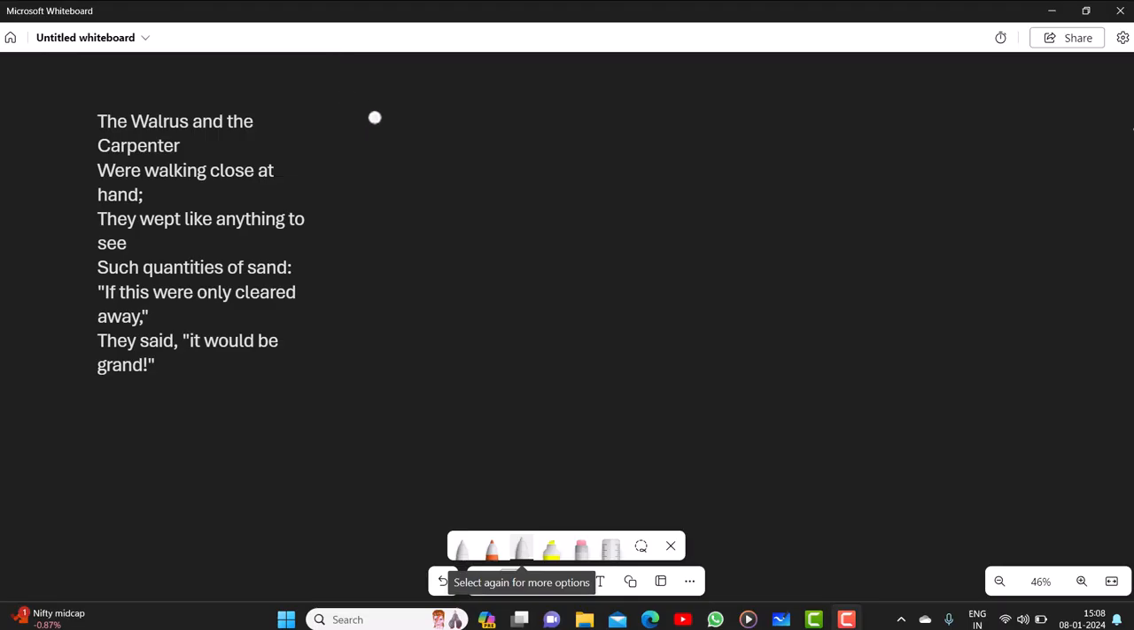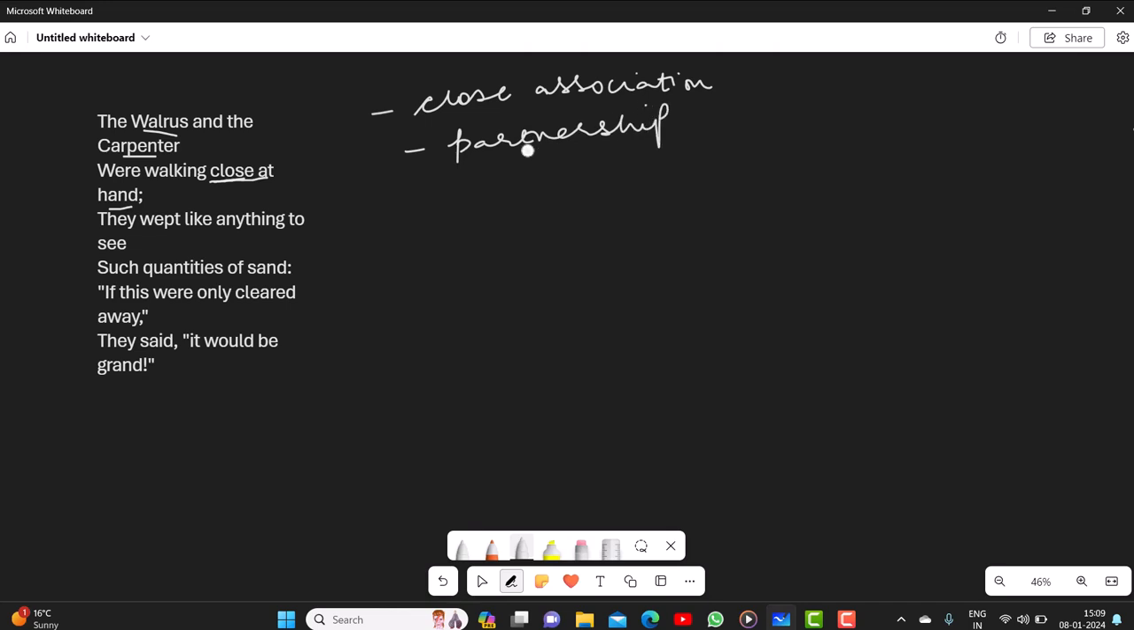Now, in this stanza, the two principal characters of the poem, the walrus and the carpenter, have been introduced. They are shown walking along the beach, and they are walking very close to each other. This expression, close at hand, establishes a sense of closeness. It seems that they have a close association, that they have a partnership, that they are in cahoots.